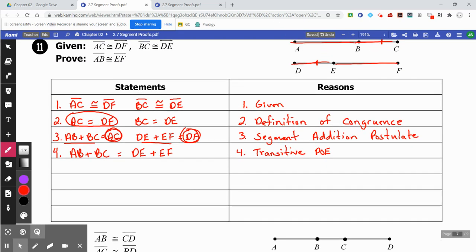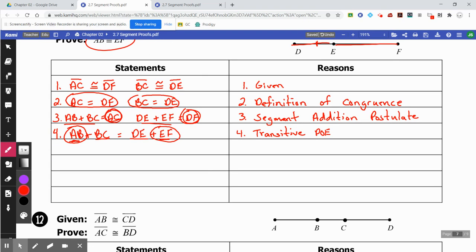Now let's try to figure out, okay, how are we going to make that into what we're looking for? AB and EF are equal. So we're trying to say that this and this are equal to each other somehow. Well, I also want to notice up here that BC and DE are the same thing. Well, what if we took away BC and DE from each side? Then we're left with what we're trying to prove.